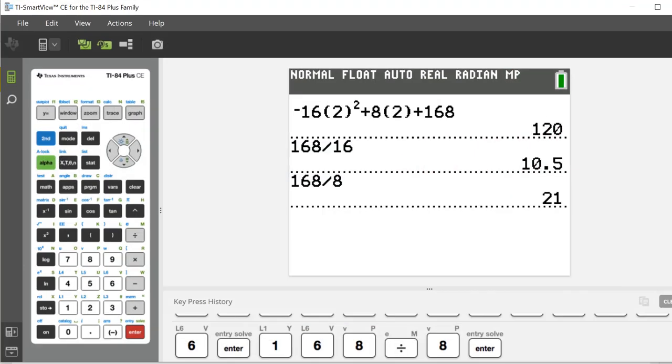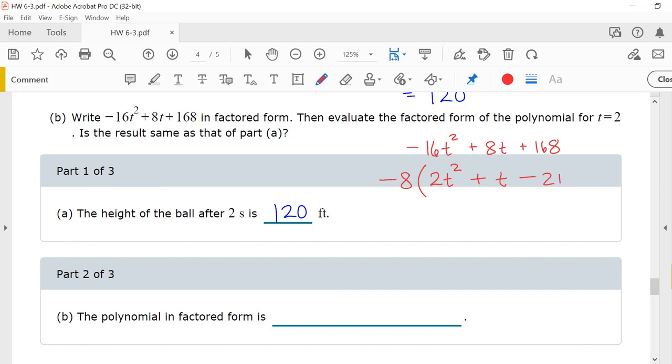168 divided by 8 was 21. Is that right? Negative 16t squared. Ooh, that should have been a minus as well. Okay, negative 16t squared plus 8t plus 168. Okay, good. Sorry about that. Now we need to go factor 2t squared minus t minus 21.